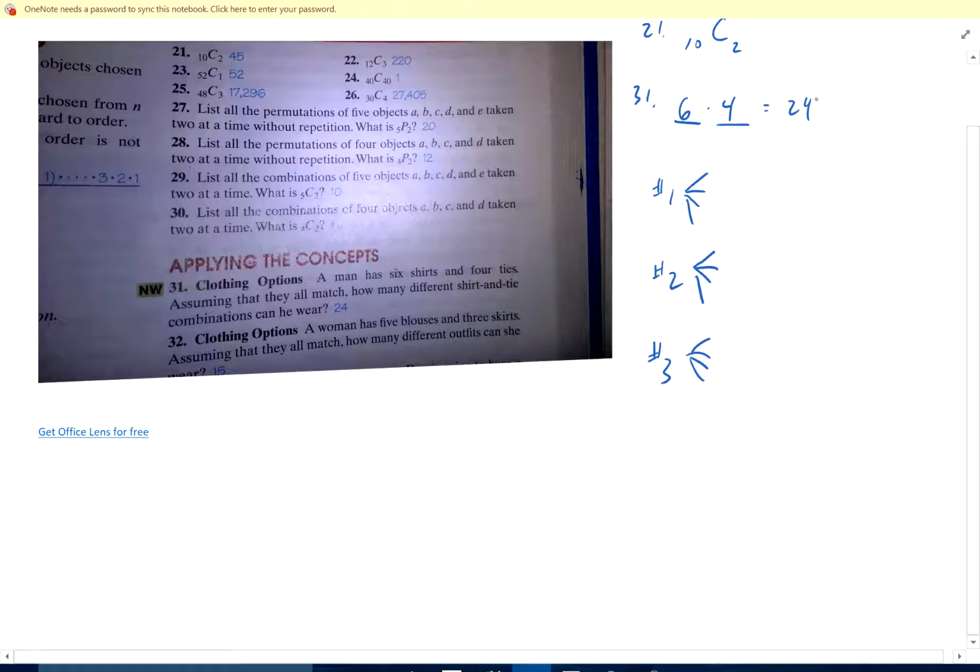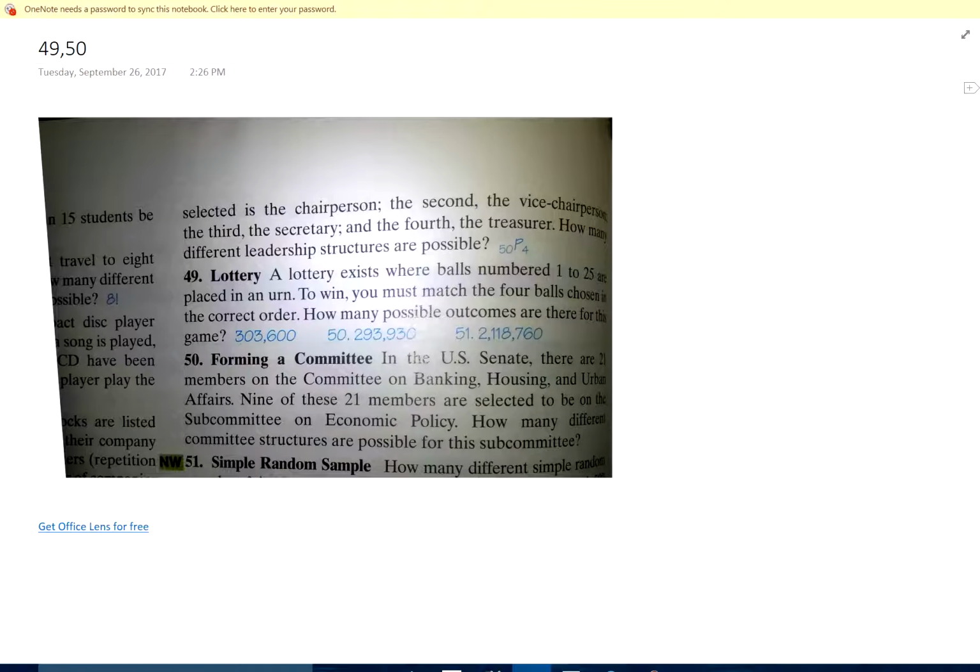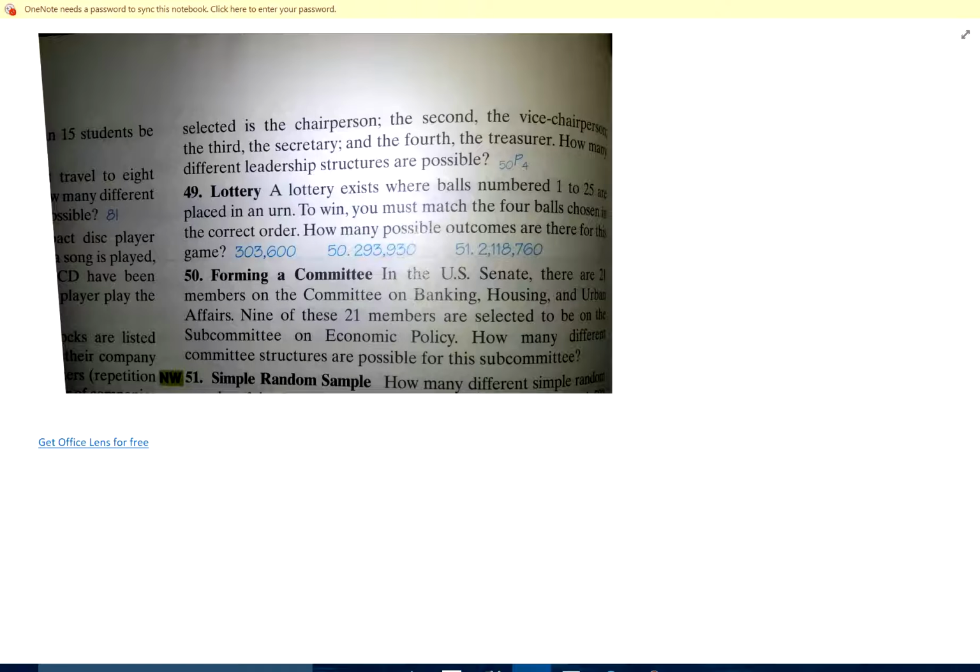All right, 49. The art exists where balls numbered 1 to 25 are placed in an urn. To win, you must match the 4 balls chosen in the correct order. That's key right there. How many outcomes are there for this game? Well, you're going to match 4, so there's 4 balls in the correct order. So you have 25 choices for the first ball, 24 for the second, 23 for the third, and 22 for the fourth. It's not combinations because a different order is a different arrangement.